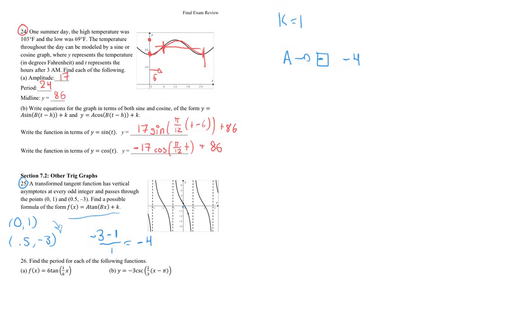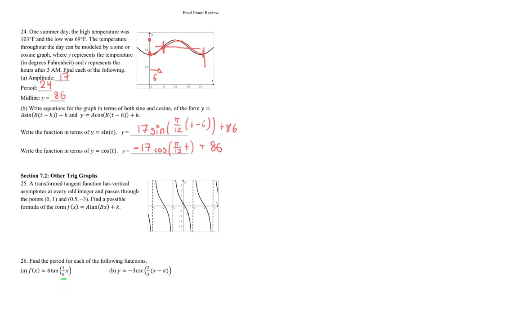Now, to find b, we need to figure out our period, because we know our period, in this case, is equal to pi over b for a tan graph. So our whole period is going to be, if we just look from asymptote to asymptote, 2 units. So we know b is equal to pi over 2. So our answer is going to be f of x is equal to negative 4 tangent of pi over 2 x plus 1. Moving on to number 26, we're going to find the period for each of the following functions.